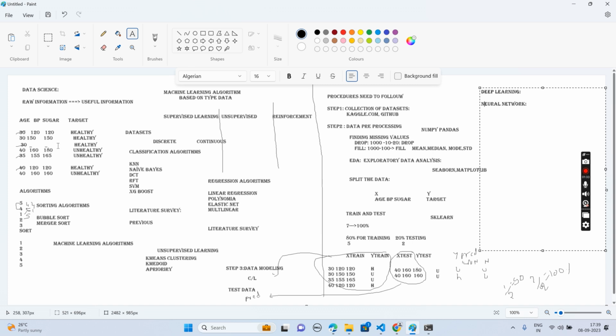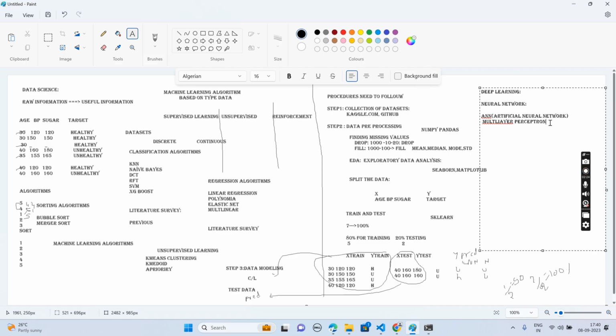Now, as I have told you, here are the classification algorithms. When the target is healthy and unhealthy, at the machine learning level I use KNN, naive Bayes, decision tree, random forest, SVM, XGBoost. Similarly, when we have such a data set and want to apply a deep learning algorithm, I am going to use the ANN algorithm, the artificial neural network, or MLP, multi-layer perceptron.